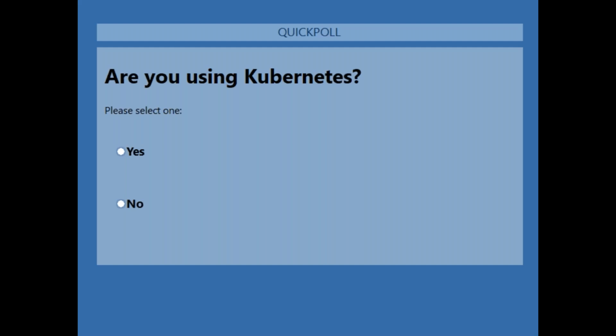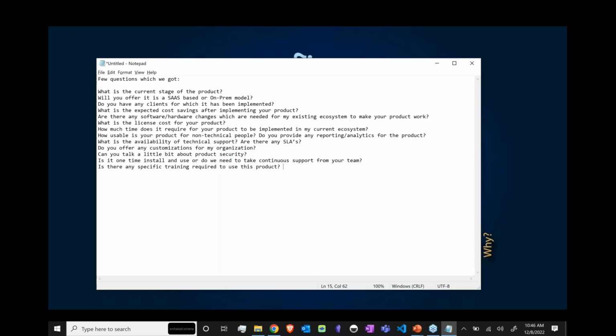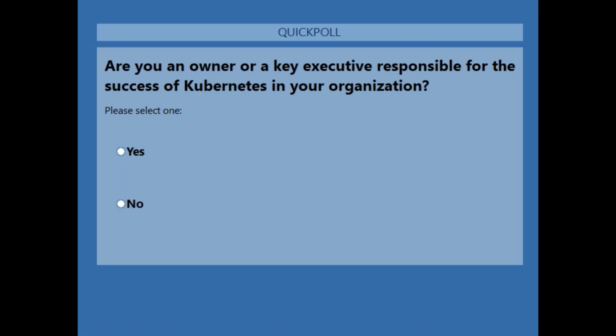Is it a one-time install and use, or do we need to take continuous support from your team? It's basically a subscription model. Since it is a SaaS-designed method we adopted to provide you the solution, to utilize our solution, it's going to be a subscription model.